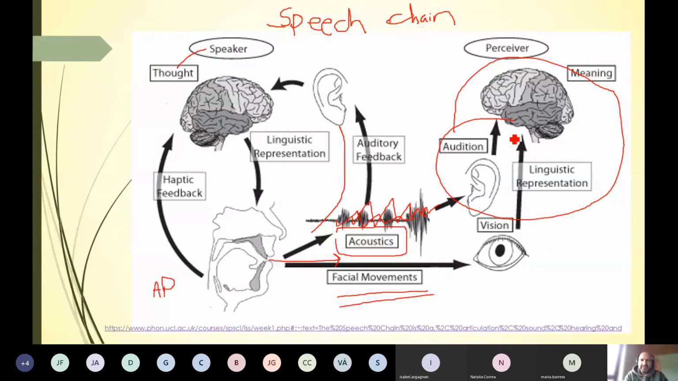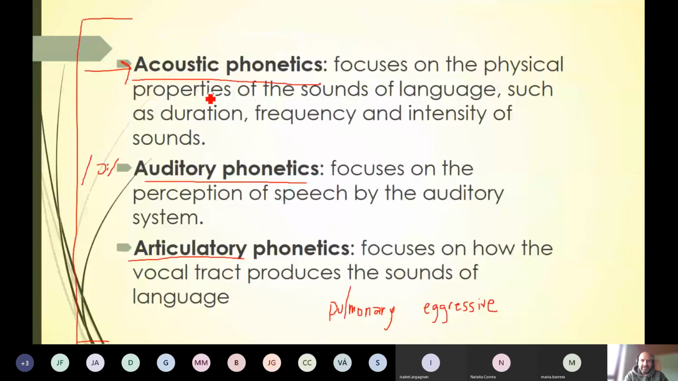Okay, so that's the explanation of how the speech chain, which is the production of sounds from a speaker up to where the listener receives the speech sounds and sounds are interpreted, is connected with the different sub-branches of phonetics.